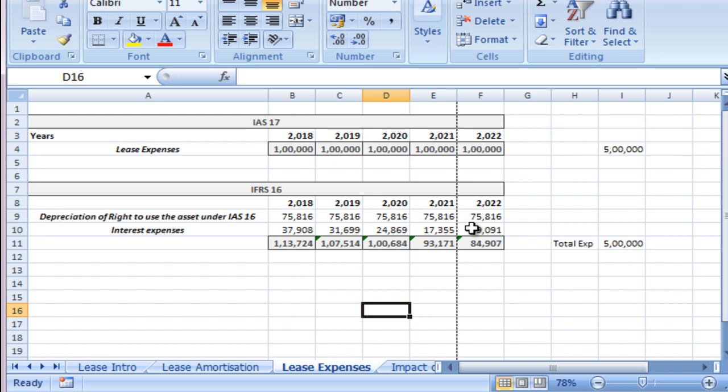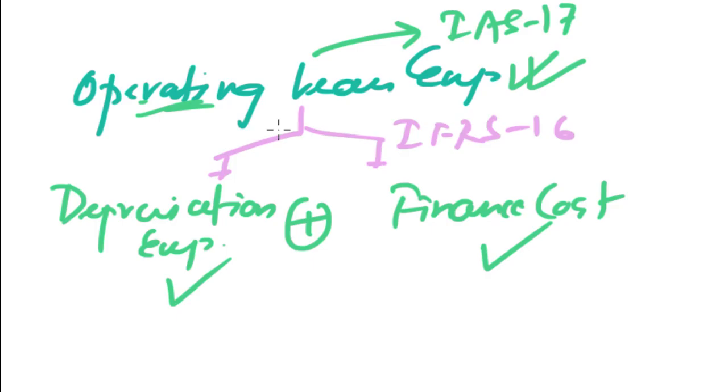So till now we have understood that under IFRS 16 we need to book two expenses: depreciation for the right to use the asset, and the finance cost. This is basically a finance lease kind of an understanding. And under IAS 17 I used to book only the lease expense.